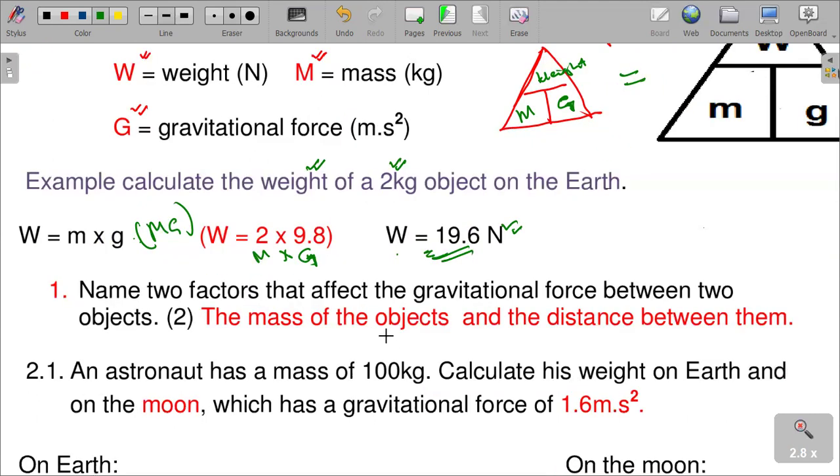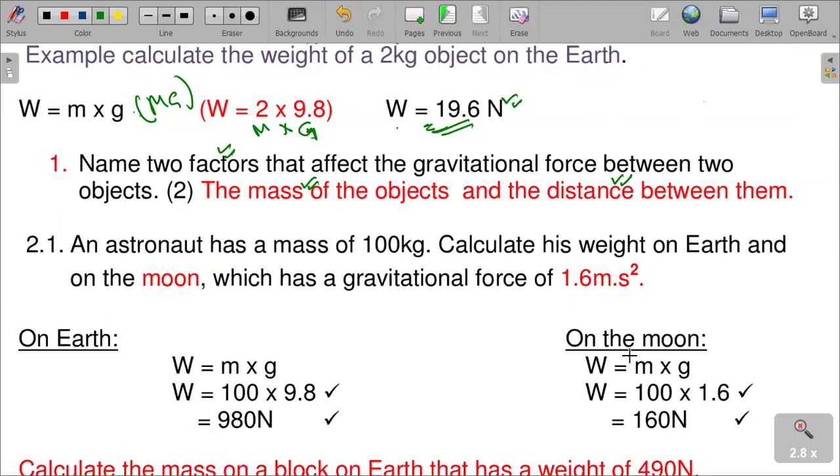Name two factors that affect the gravitational force between two objects. Gravitational force is affected by the mass of the objects and the distance between the two objects. These are the two factors that affect the gravitational force between two objects: the mass of the objects and the distance between them. We have got the next question.